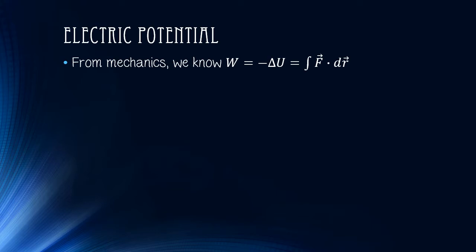We're going to start with an equation that we know from mechanics, mainly that the work, which is equal to the negative change in potential energy, can be found by the integral of the force dotted with dr, where dr is a vector that points in the direction of the movement or between points A and B, whatever points A and B are.